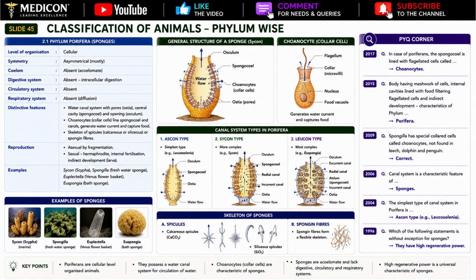The key points are: poriferans are cellular level organized animals. They possess a water canal system for circulation of water. Choanocytes, that is collared cells, are characteristic of sponges. Sponges are acoelomate and lack digestive, circulatory and respiratory systems. High regenerative power is a universal characteristic of sponges.